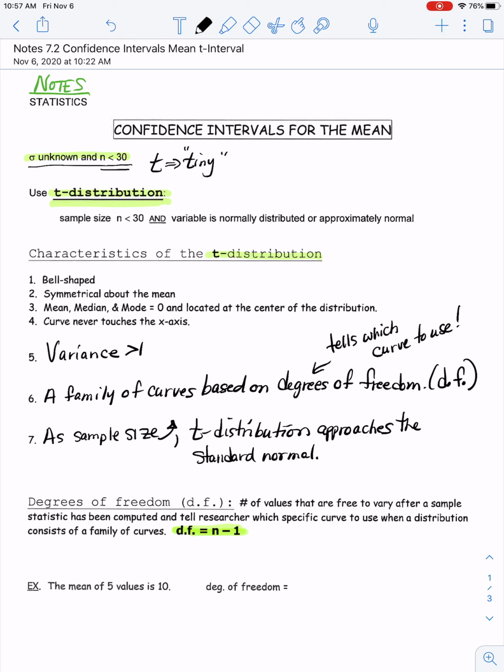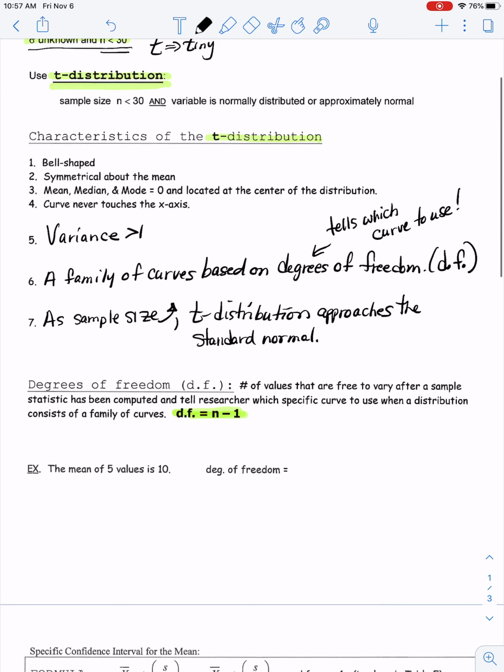T and tiny, okay? The confidence interval for the mean that we did previously had a sample size greater than or equal to 30. So now we're small, or tiny. There are some characteristics of the t-distribution: it is bell-shaped, it is symmetrical, and the mean, median, and mode are 0 and located at the center. The curve never touches the x-axis. That sounds very similar to, you got it, the standard normal curve.